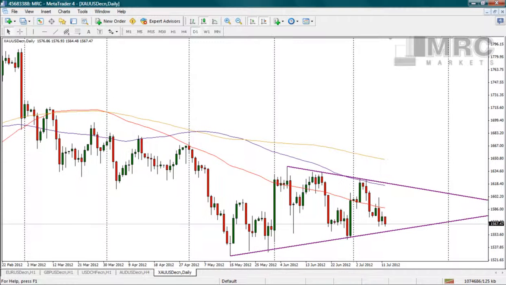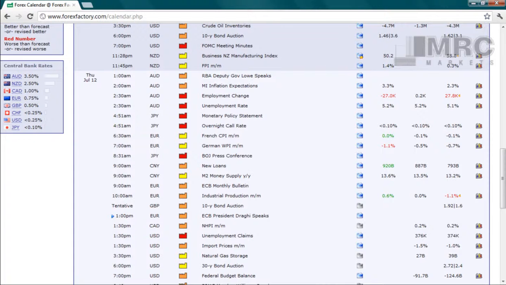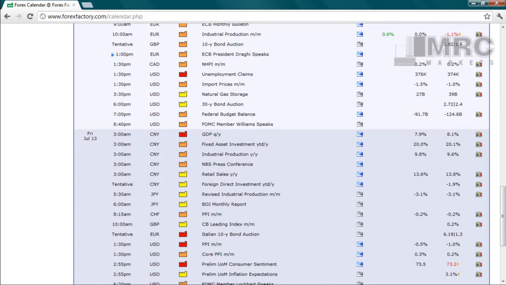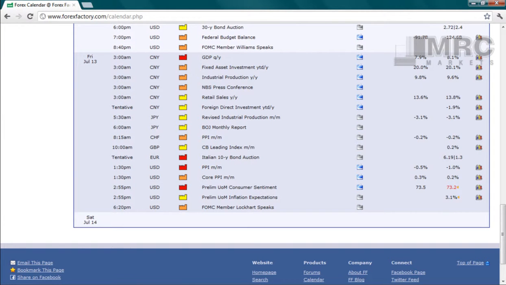Okay, that's all for the charts. Let's have a look at the Forex calendar. What do we have for the rest of the day? It's Thursday today, so the rest of the day we have the weekly jobless claims as a highlight. Forecast at 376,000, previously 374,000. We have China GDP overnight, very important in terms of risk appetite. So anyone who trades Aussie dollar, if you're long, you want to be looking for a good Chinese GDP number, because that has a very good correlation with risk appetite.